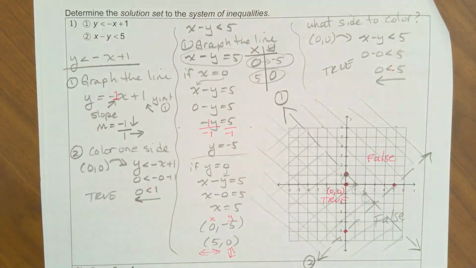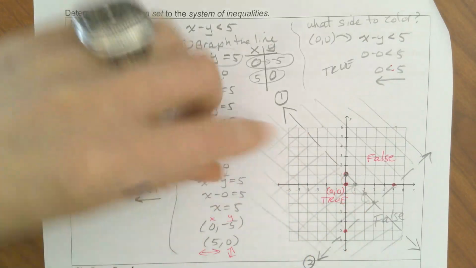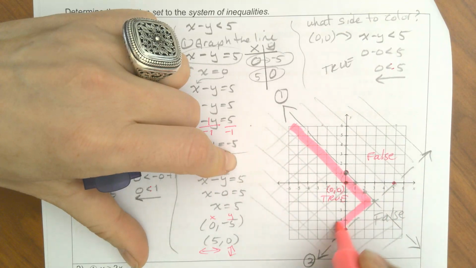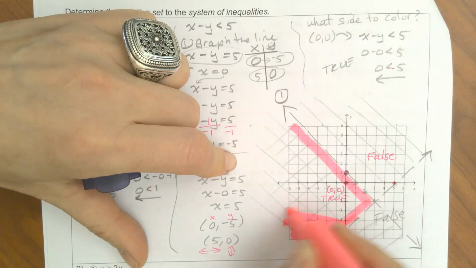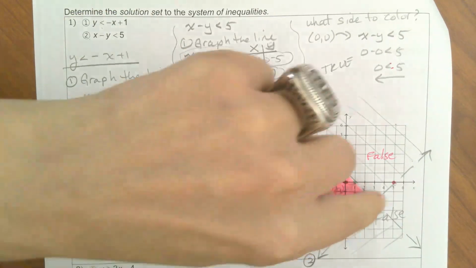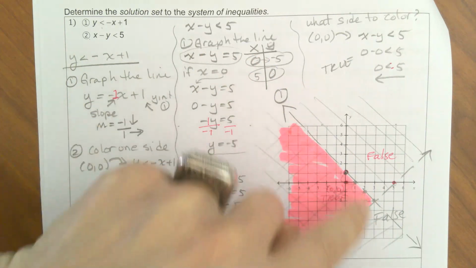Now, the last step is we have to ask, what area has been shaded or colored twice? We can see this area here has been shaded twice. So this is my solution set right here. And you can see this is dashed and this is dashed. So the solution set does not include those boundary lines.